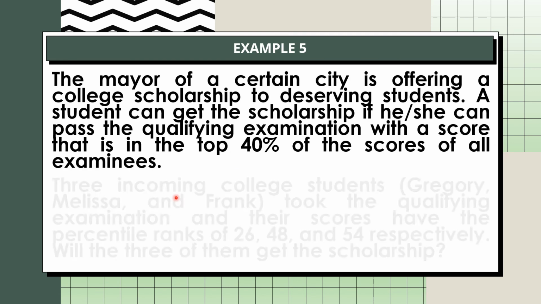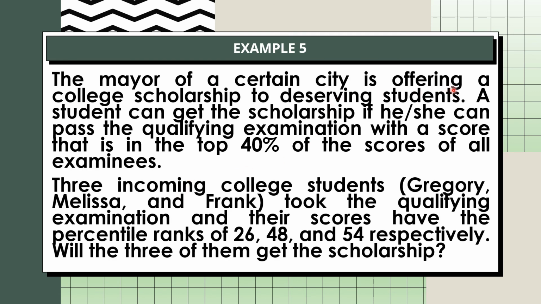Next situation, example number 5. The mayor of a certain city is offering a college scholarship to deserving students. A student can get the scholarship if he or she can pass the qualifying examination with a score that is in the top 40% of the scores of all examinees. And we have here 3 incoming college students, which are Gregory, Melissa, and Frank, who took the qualifying examination, and their scores have the percentile ranks of 26, 48, and 54 respectively.